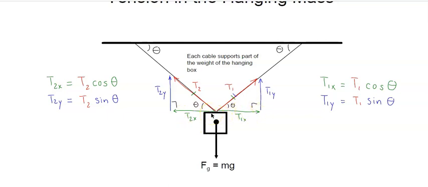Now we're going to focus our attention to everything that's on the vertical component, and that's the blue vectors T1y and T2y and the weight vector.